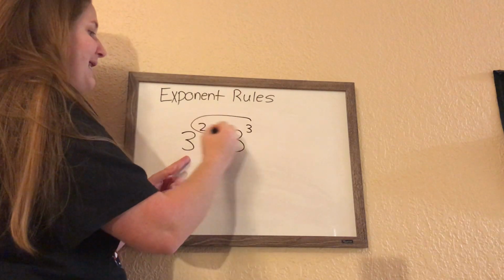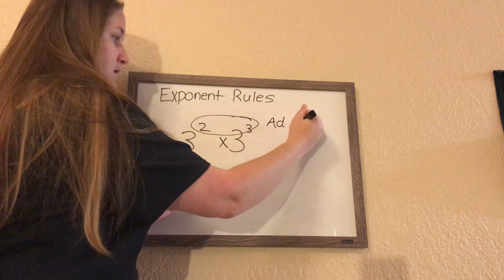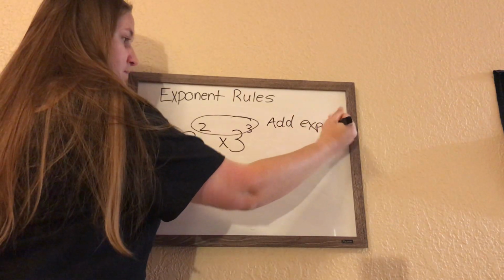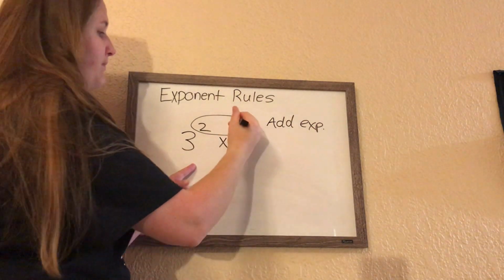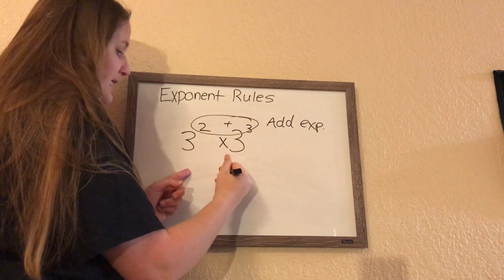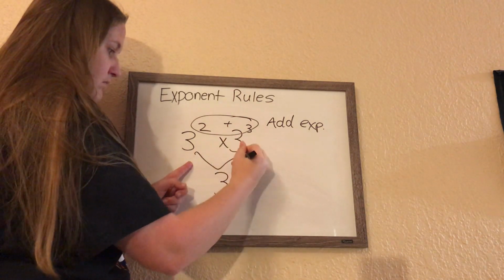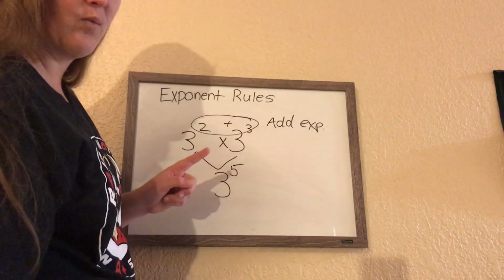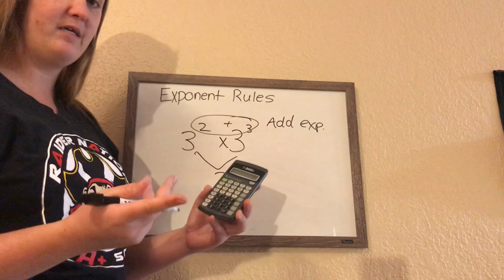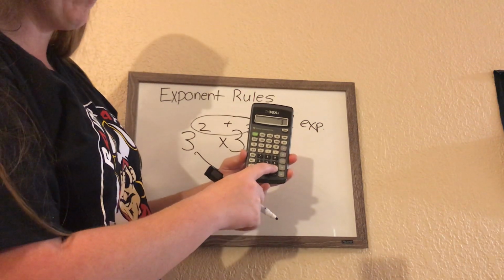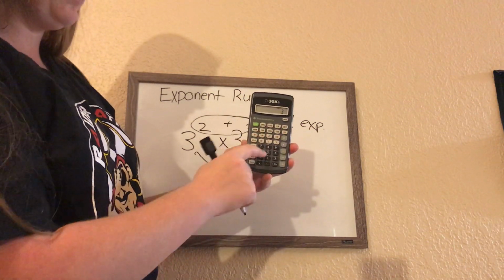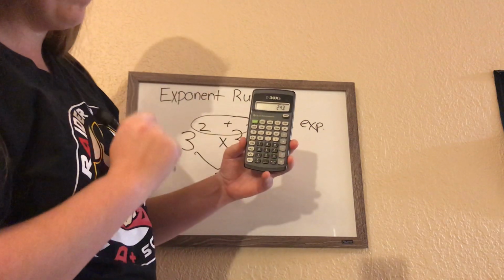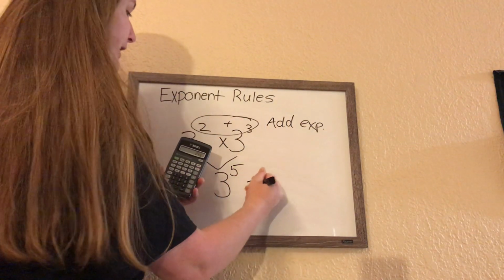So I'm going to add exponents. So what's 2 plus 3? So I keep my base the same of 3, and I add my 2 plus 3, which is 5. So I say, what is 3 to the 5th power? So in my calculator, I only have one step. I say 3 yx button to the 5th power, and I get 243.